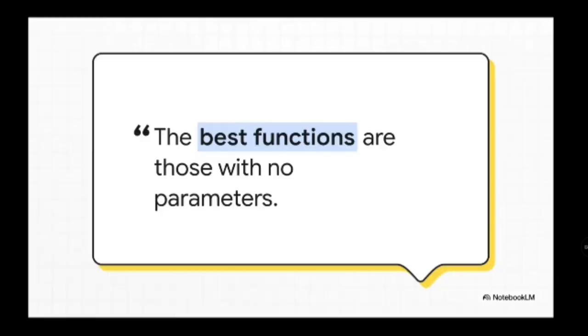And this perfectly captures a famous saying from the legendary software engineer Uncle Bob Martin: the best functions are those with no parameters. The fewer things you have to juggle and pass into a function, the easier it is to use, and the harder it is to mess up. Encapsulation helps us get there naturally.